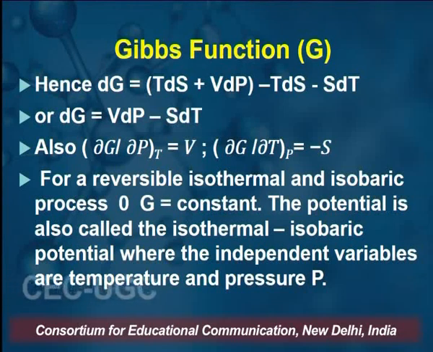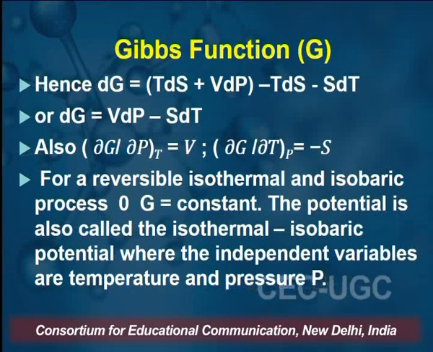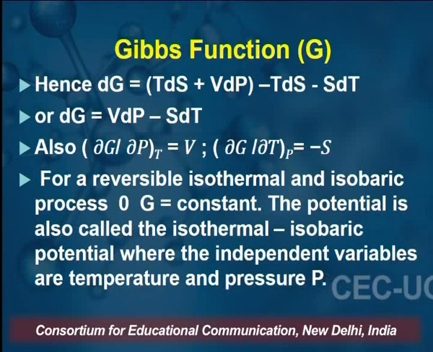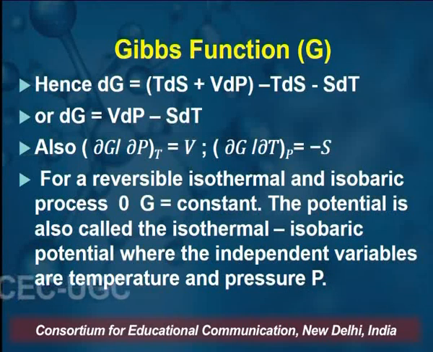Now, if you remember, from an equation of this kind in dealing with the Helmholtz free energy, we were able to derive the pressure and the entropy. Likewise, from this equation we can find the volume and how the entropy is defined. So we get (∂G/∂P) at constant T is equal to V, and (∂G/∂T) at constant P is equal to -S.